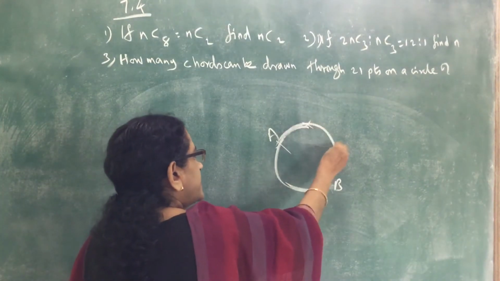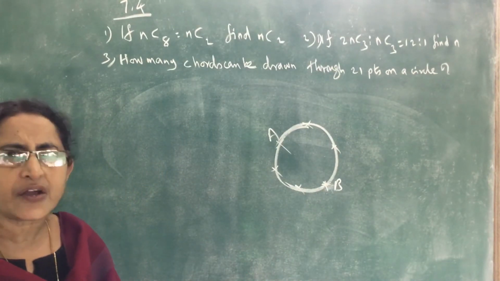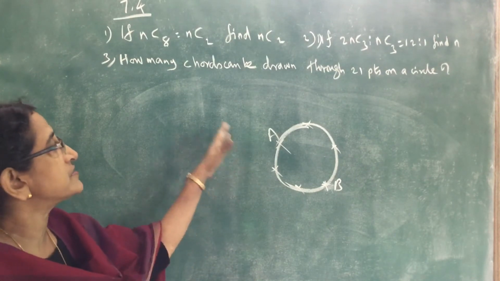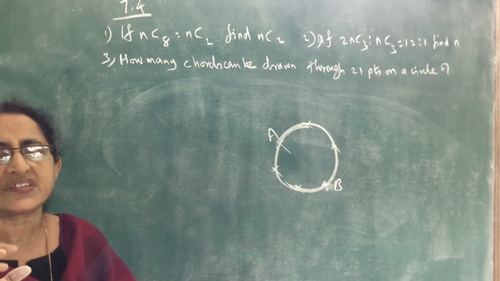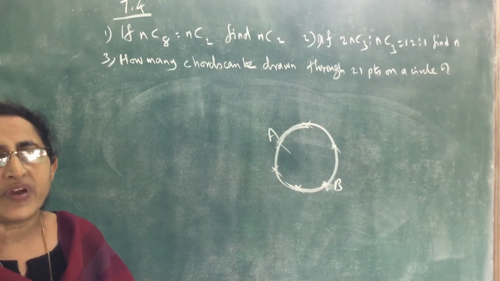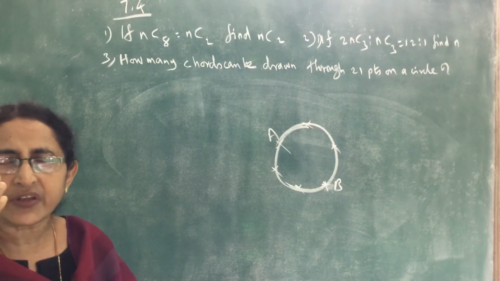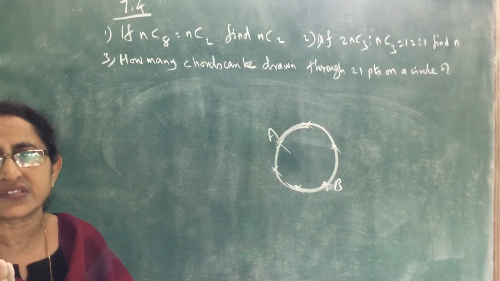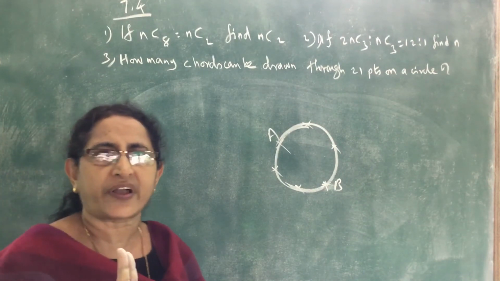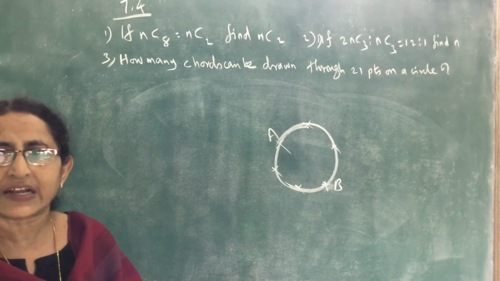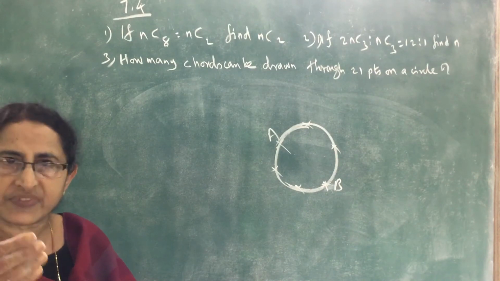A, B, C like that. You have to consider 21 points on the circle. The question is how many chords can be drawn through 21 points on the circle. When you join any 2 points on the circle, you will get a chord. So from 21 points, how many ways we can select 2 points? That is the answer. So how many chords can be drawn means how many ways we can select 2 points from these 21 points.